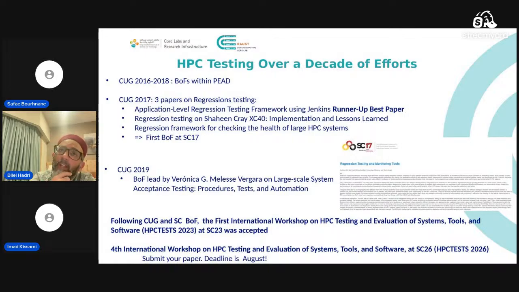Okay, so probably I cited ReFrame, I cited other sites, but also Pavilion. It is quite interesting, if I recall, from a US lab.